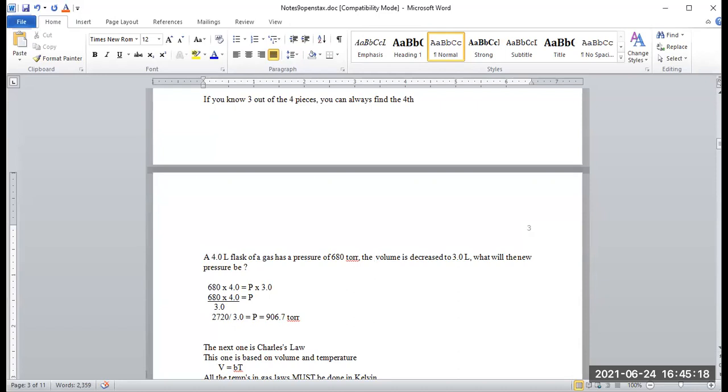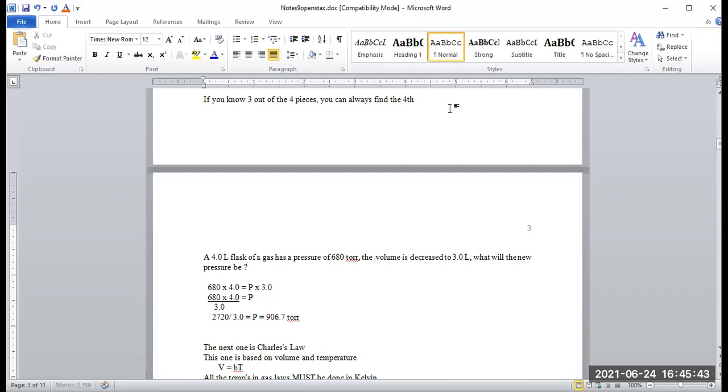Finish out your number crunching. 680 times 4 gives you 2720. Divide by 3, and you end up with 906.7 torr. So yes, I did in fact get a larger pressure because I decreased my volume.